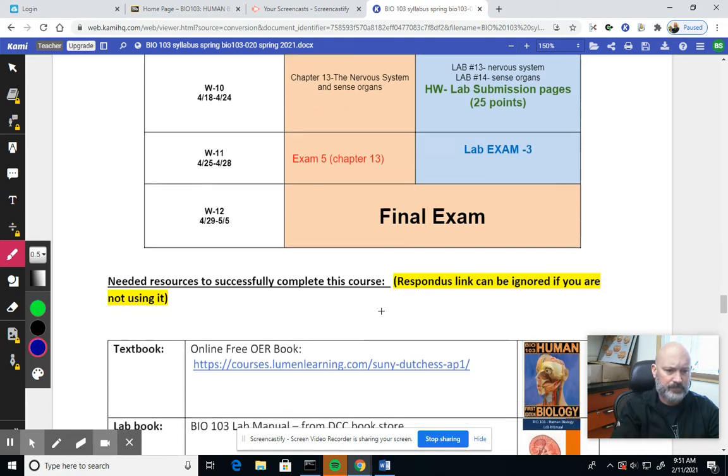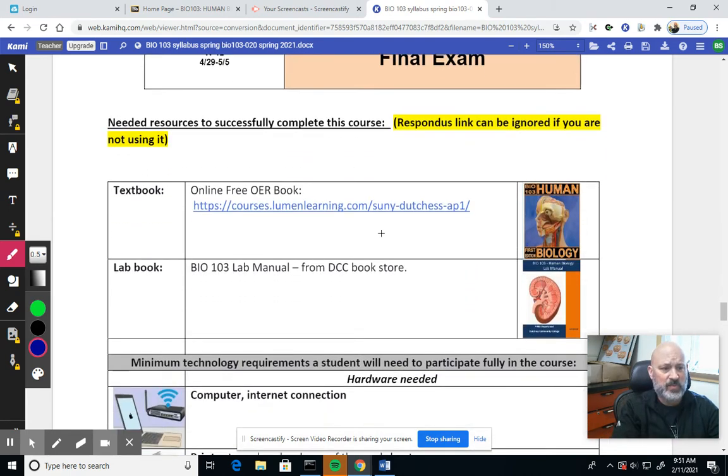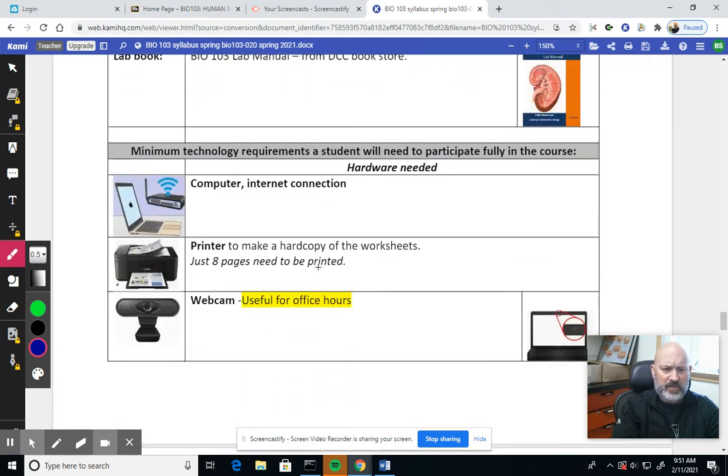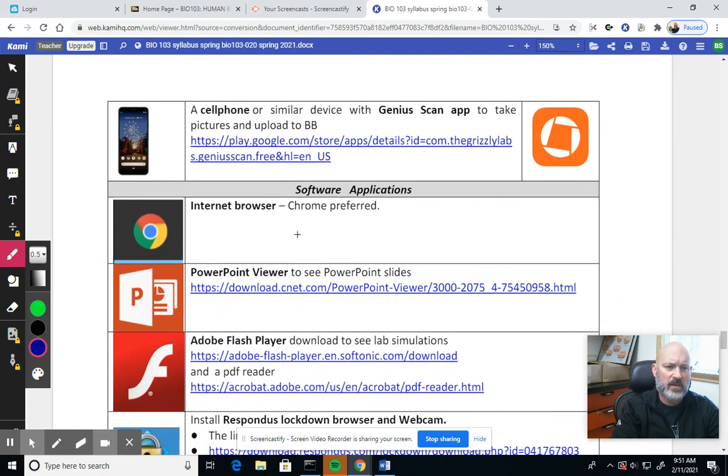All right. I put some links in here. These are the textbooks and the lab book, and you want to get the lab book from the Dutchess Community College bookstore. And there's some other things, a webcam you need, a printer you might need, something to scan, right? To scan your documents. A cell phone is probably the easiest thing.